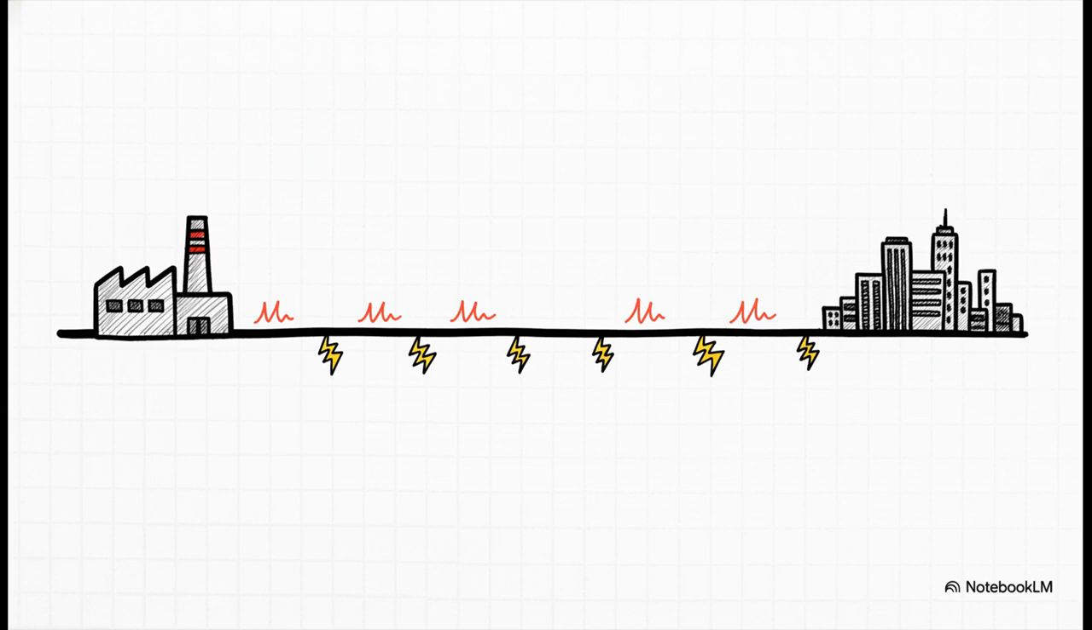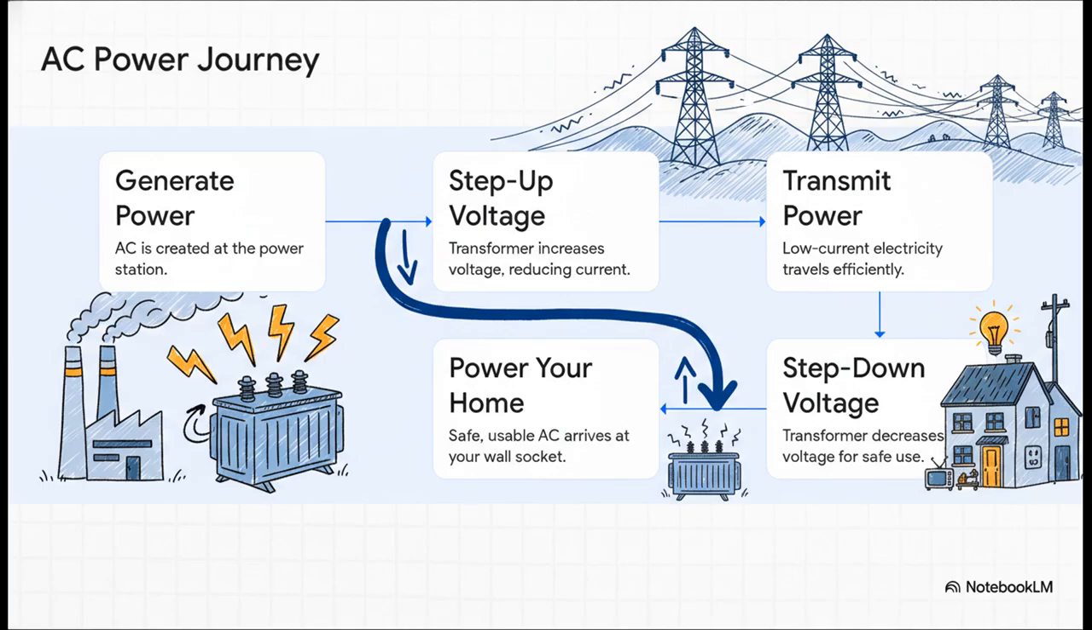You see, if you try to send a lot of power over hundreds of kilometers, you lose a ton of it as heat. It just radiates away into the air. But AC has this amazing trick up its sleeve to solve that problem. And this is the magic right here. It all comes down to a device called a transformer. And this is crucial: transformers only work with AC. At the power station, they use a step-up transformer to crank the voltage way, way up, which actually lowers the current. This low-current electricity can then fly across the country with almost no energy loss. Then, right near your neighborhood, a step-down transformer safely lowers the voltage back to a usable level before it gets to your house. It is an incredibly clever system.